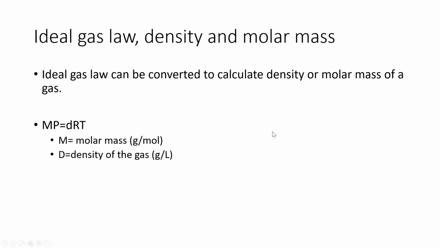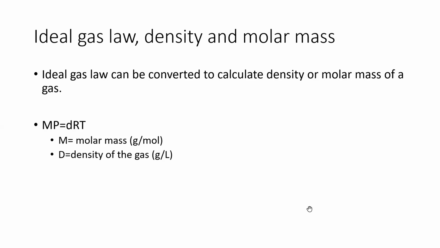So that's the ideal gas law, and we'll get into some calculations in a minute, but the ideal gas law can also be used to calculate density and molar mass, and I'll show you how to set this up. We can convert it to calculate density or molar mass of a gas. In this case, I've changed it a little bit. We have molar mass, M. So M times pressure, molar mass times pressure, equals the density times the ideal gas constant times temperature.